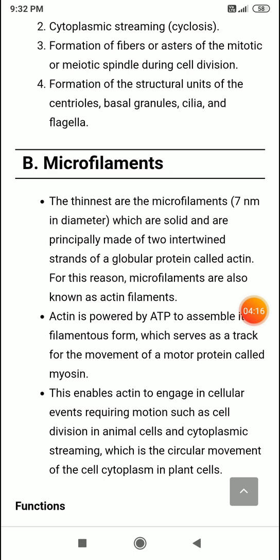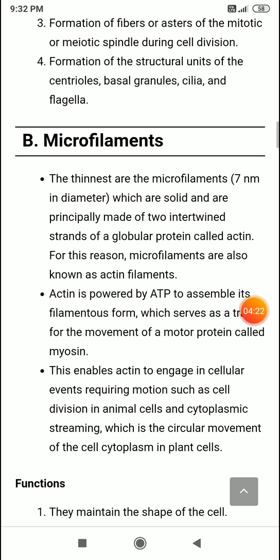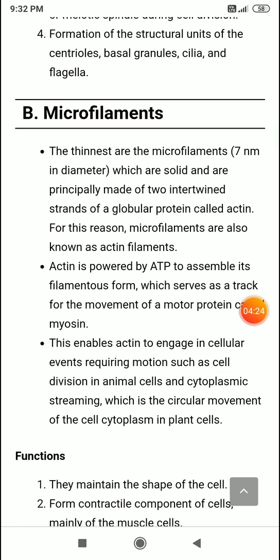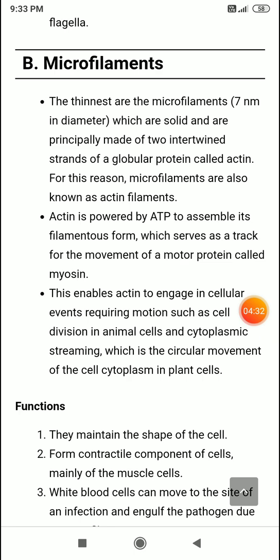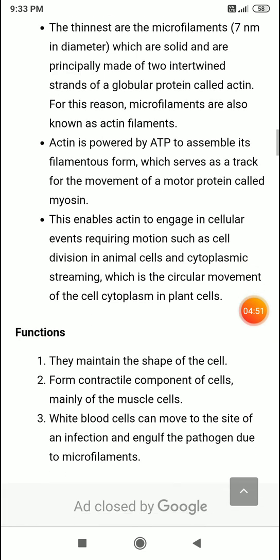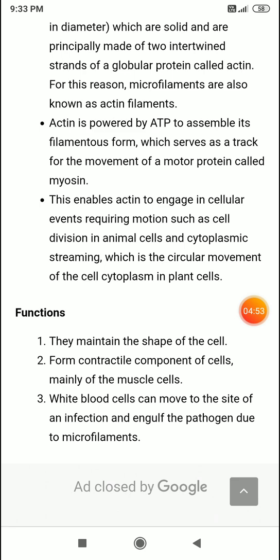Actin is powered by ATP to assemble into its filamentous form. This energy serves as a track for the movement of the motor protein called myosin. This enables actin to engage in cellular events requiring motion, such as cell division in animal cells and cytoplasmic streaming, which is the circular movement of the cytoplasm in plant cells. Did you get that, girls?